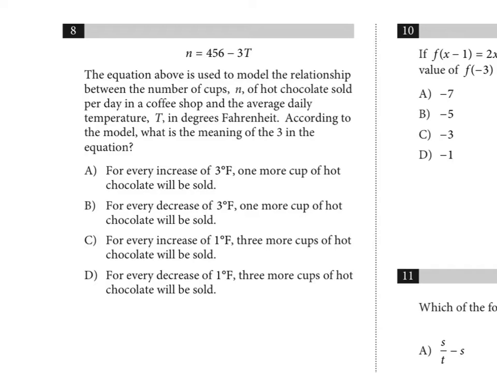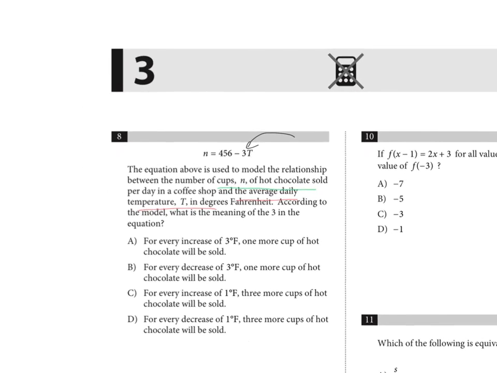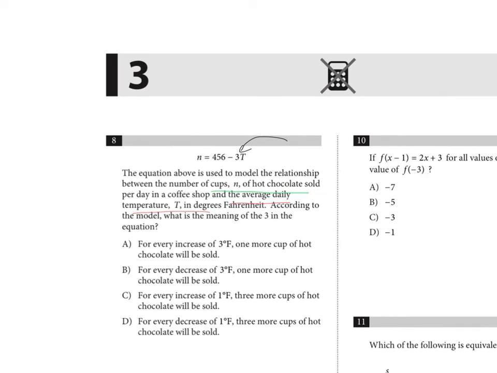Problem 8, the equation above is used to model the relationship between the number of cups, N, of hot chocolate and the average daily temperature, T, in degrees. According to the model, what is the meaning of this 3? There are a lot of questions like this on the SAT where they give you an equation and they ask you to analyze what the numbers in the equation represent. So they want to know what this 3 represents.